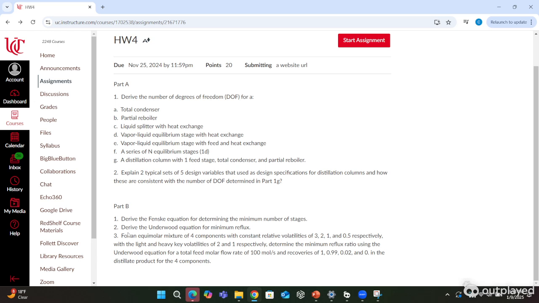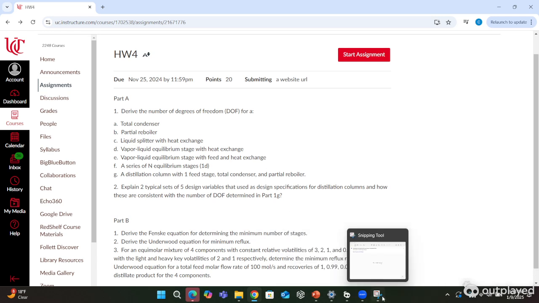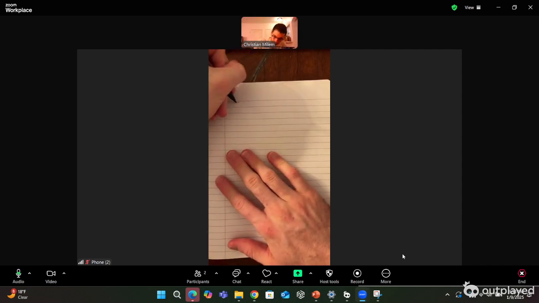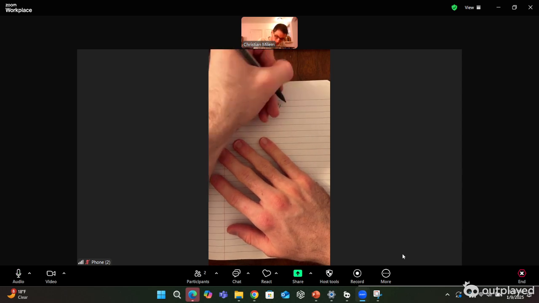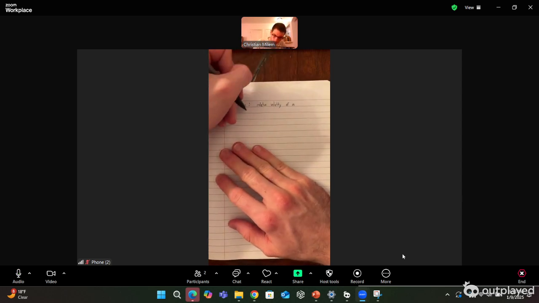All right, so this is part B, and this is the first part. So deriving the Fenske equation for determining the minimum number of stages. So find the Fenske equation. We're going to assume relative volatility of a binary ideal mixture.